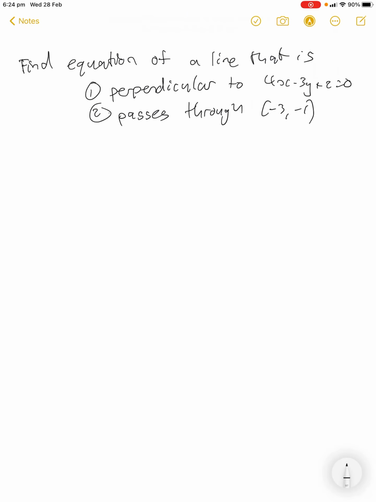All right, let's look at the equation of a line that is perpendicular to 4x minus 3y plus 2, and it passes through negative 3, negative 1. Now, the equation of a line generally requires two things. It requires one, a gradient, and the second thing it requires is a coordinate.